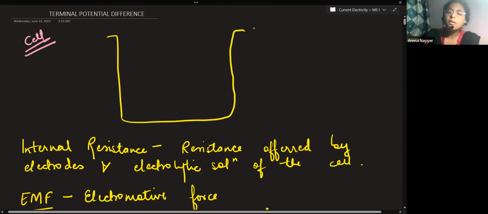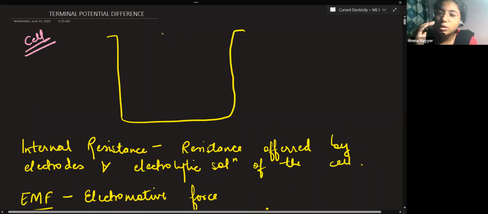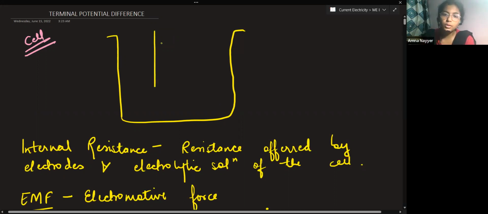the actual representation of a cell looks somewhat like this. You must have seen the cells that you put in your remotes and TVs. So what's actually happening inside them? You have a tin coating, obviously, and a coating of metals there. But I'm talking about the structures which are present internally. So you have two sets of electrodes.